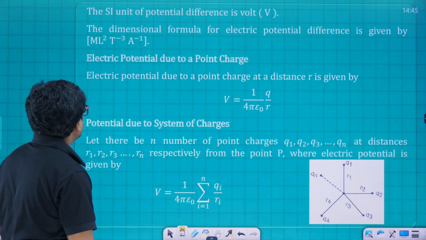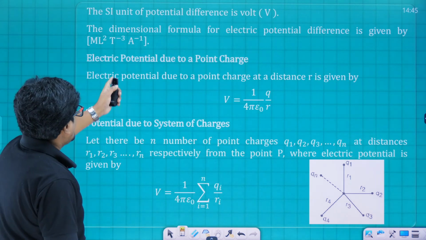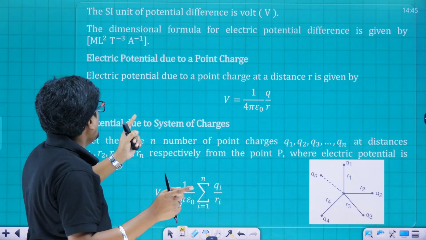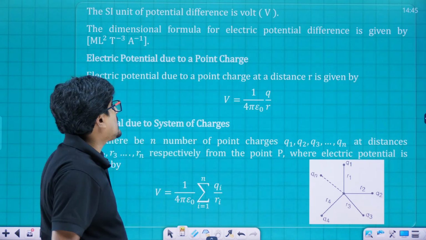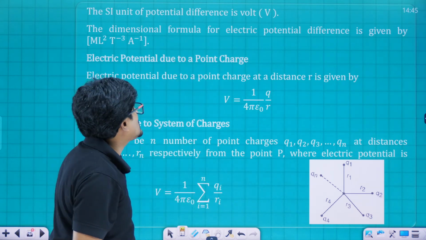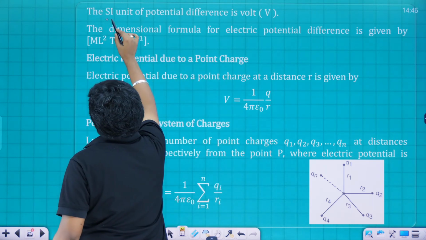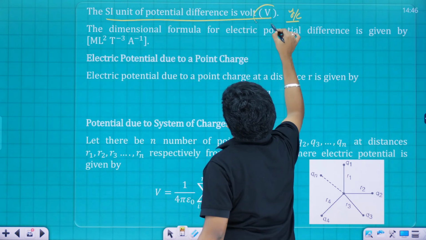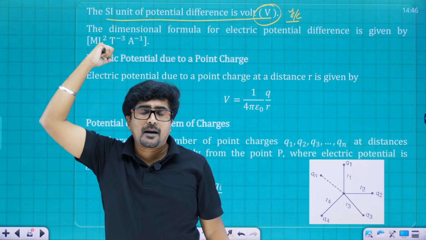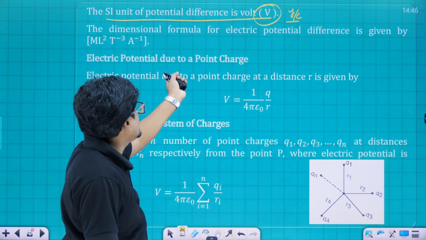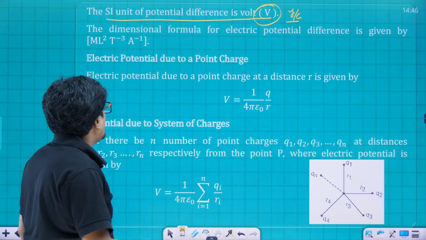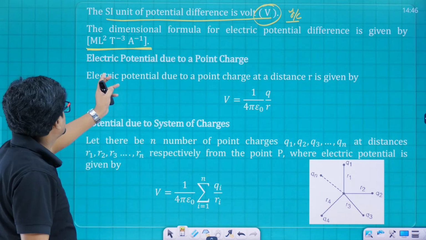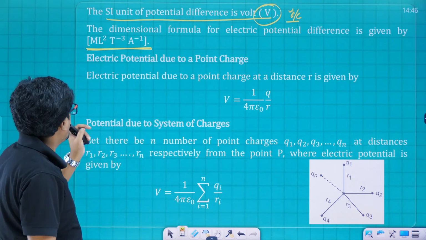All right, moving to the next. There we discussed electric potential and its units, and the same thing is applicable here as well. The SI unit is again joule per coulomb, or volt, represented as capital V. The unit is going to be the same. Then definitely the dimension is also going to be the same, that is ML²T⁻³A⁻¹.